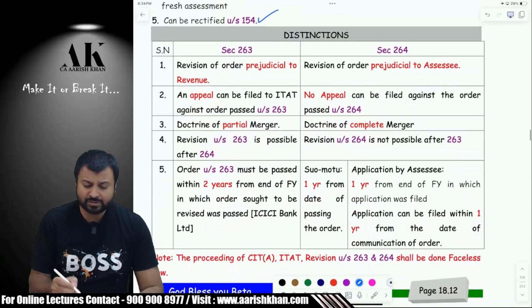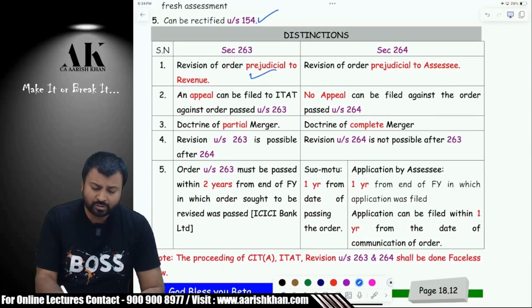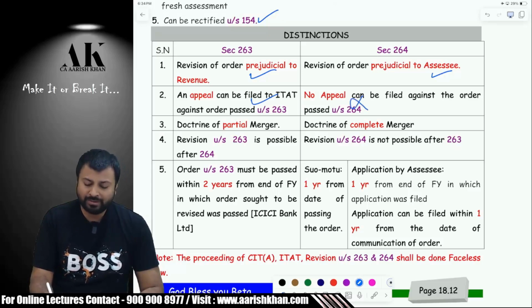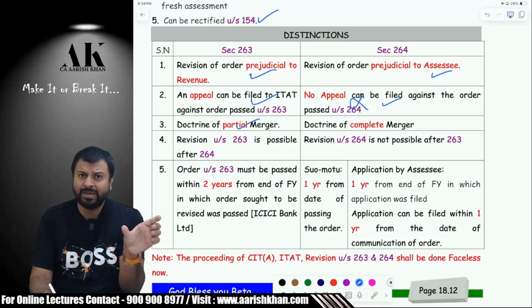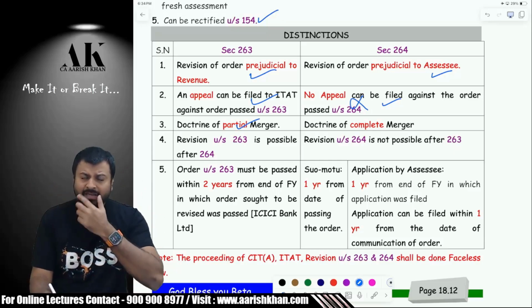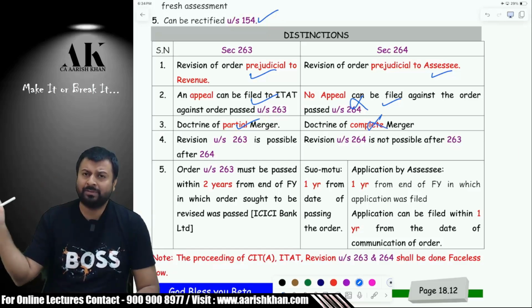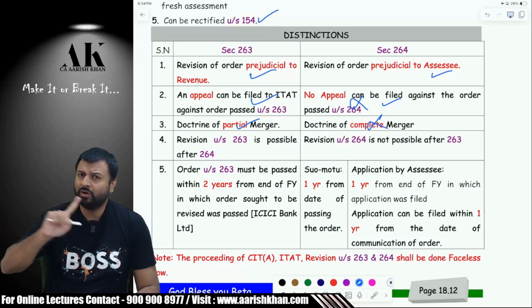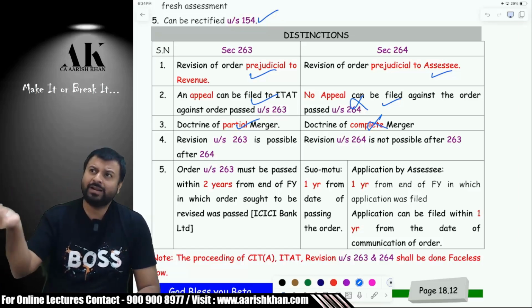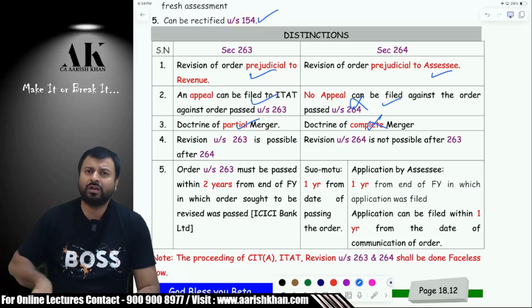Now, what are the differences between both of them? 263 is prejudicial to revenue, 264 is prejudicial to the assessee. If you are aggrieved by a 263 order, you can appeal to the ITAT, but for 264 you cannot appeal, but you can go for a writ petition. In 263 there is partial merger: whatever is appealed, apart from that, the rest of the matters can be revised over here. In 264, even if a single matter is appealed, the entire order is non-revisable.